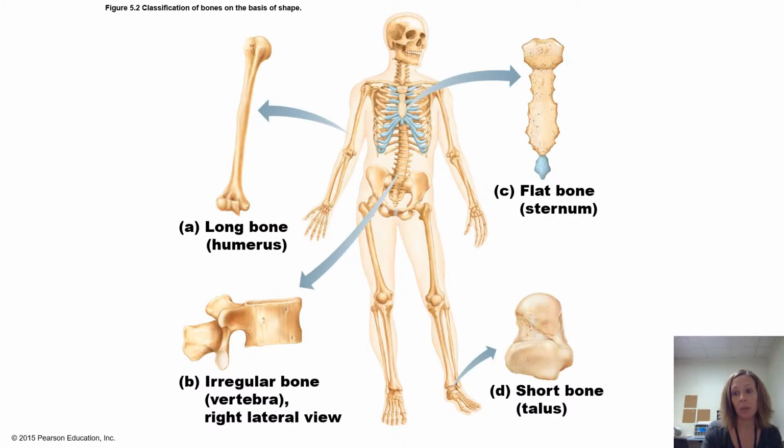Next, we have classification of bone. I know it doesn't say this on this slide, but there are 4 different types of bones. They can be classified as long bones, flat bones, irregular bones, or short bones. So if we go to the next slide.